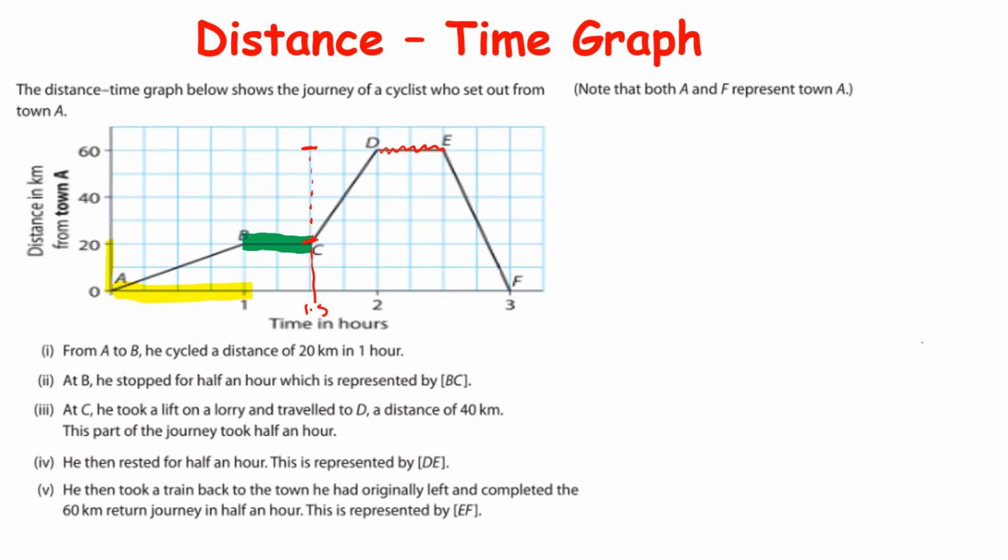And finally, he took the train back to town. He had originally left and completed the 60-kilometer journey in half an hour. So 60 kilometers in half an hour. So that's 120 kilometers in an hour. So he was traveling 120 kilometers an hour. So we have this lovely graph that tells us a lot about a journey without having to give us any written information. Everything is displayed on the graph.